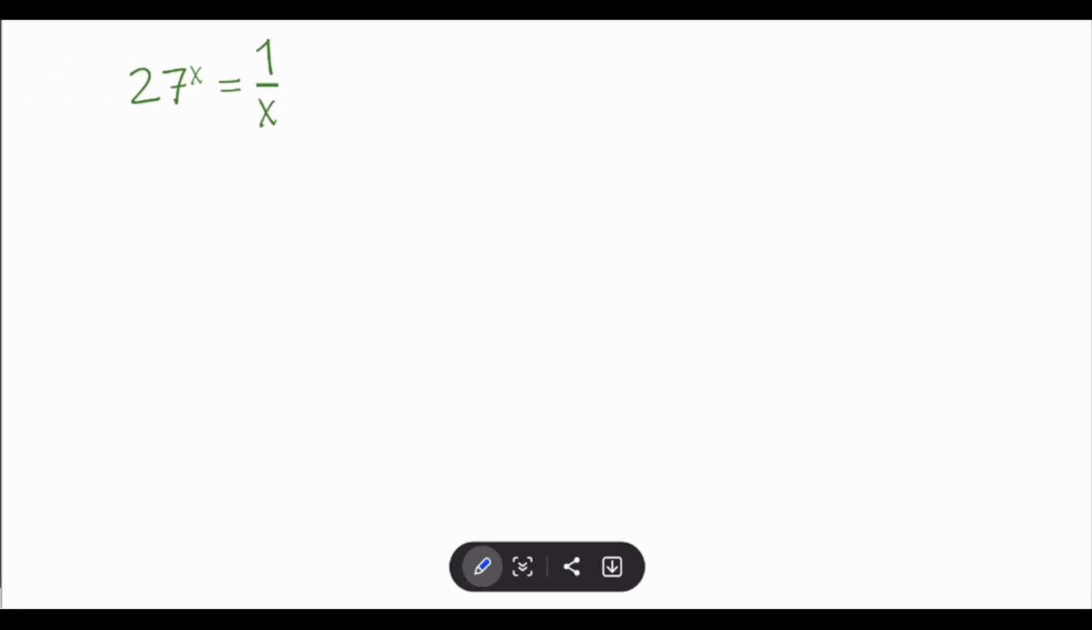So in this video, I'm going to talk about how to solve this exponential equation. It is 27 to the power of x is equal to 1 over x. Of course, x should not be equal to 0, or else the right side will be undefined. So what is the value of x, except for x is 0? Of course, x should not be equal to 0.